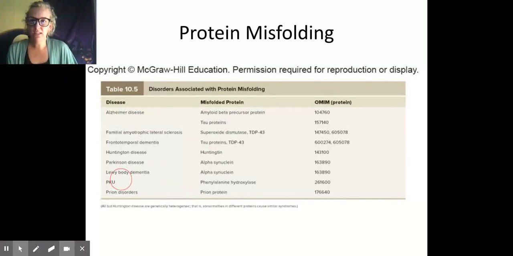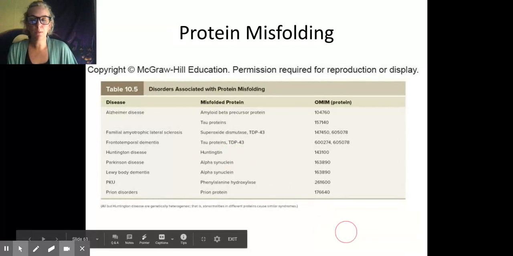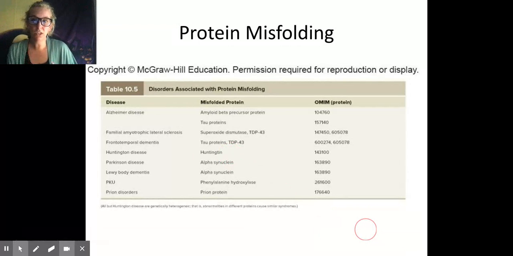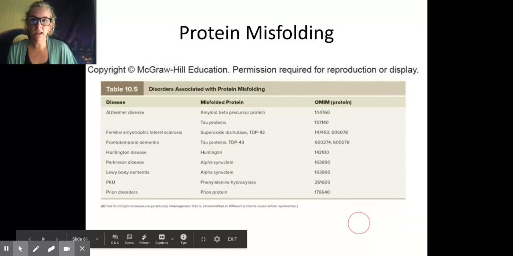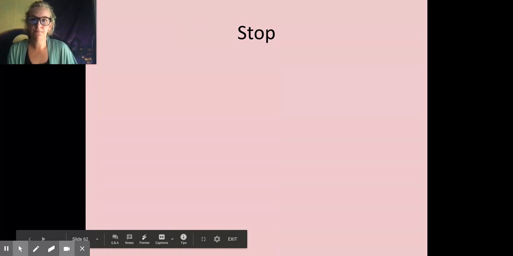There are other proteins here, one from your book. Lewy body dementia involves alpha-synuclein, and if that alpha-synuclein is misfolded, that's the disease that will take place. Huntington disease is caused by a misfolded protein, aptly named huntingtin. So just some things to keep in mind: depending on the protein, that will be the disease that is seen as a result.